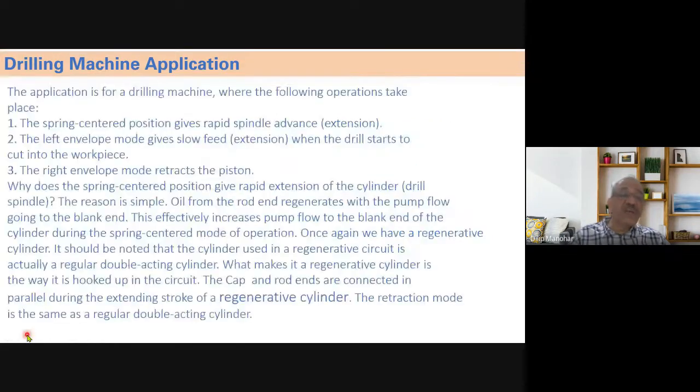So this is what we are trying to do with the regenerative method. This regenerative circuit is used as a fast approach for the drilling operation, and later during cutting it is a slow operation at a higher pressure. So you understood this.